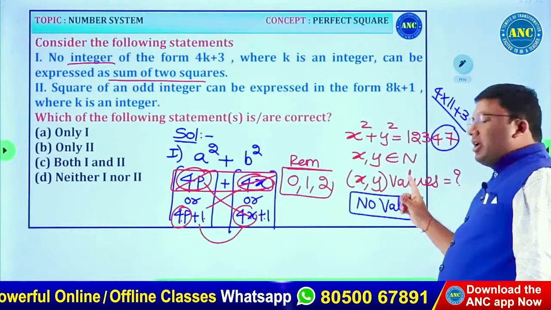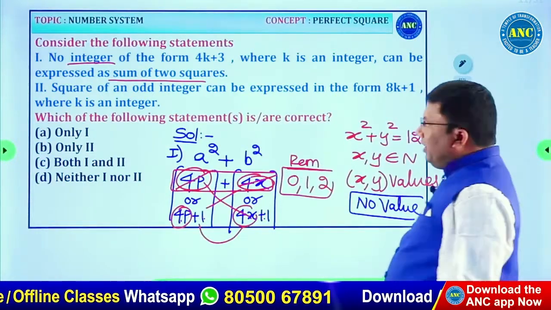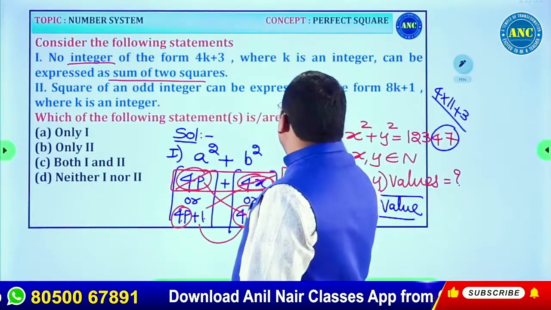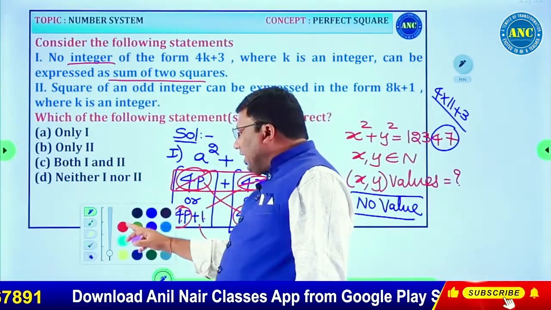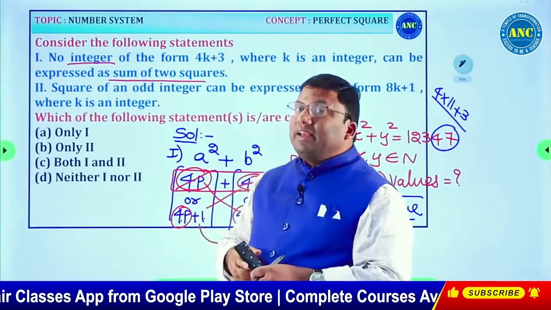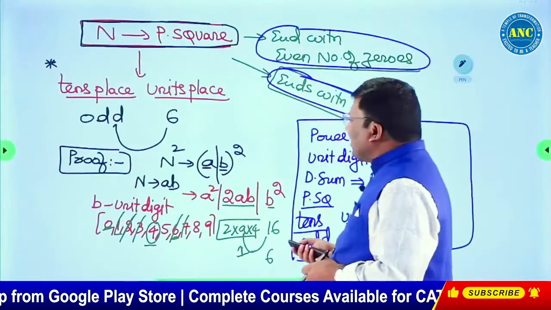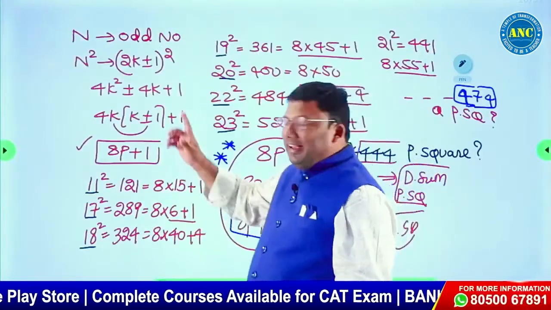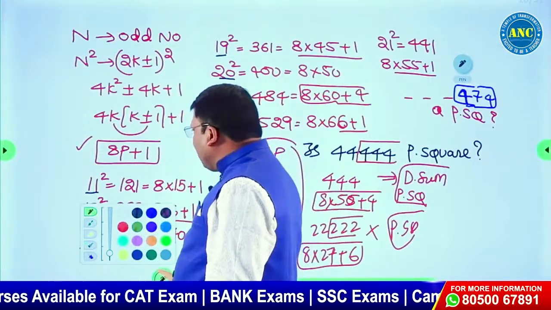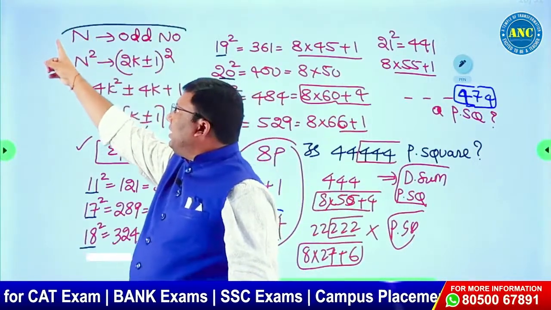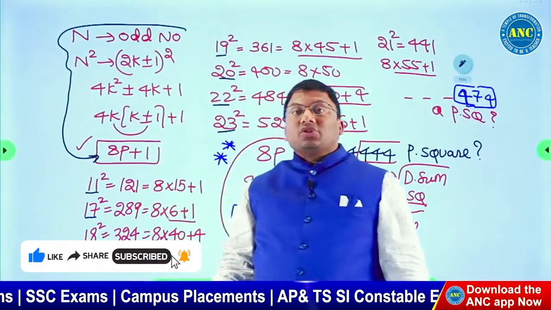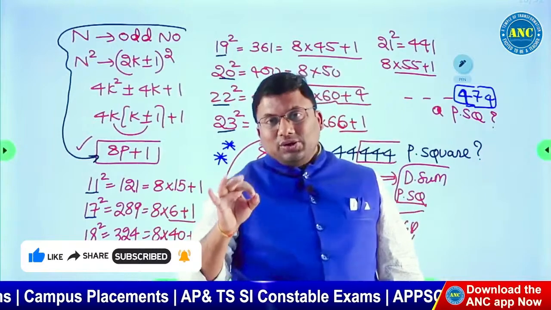The same question can also be asked using variables, like this. The square of an integer can be expressed in the form of 8k plus 1. Already we have seen what remainders are possible when divided by 8. Clearly I told you, that is exactly the reason every slide is important. If it is an odd number and I square it, it will be of the form 8 into something plus 1.